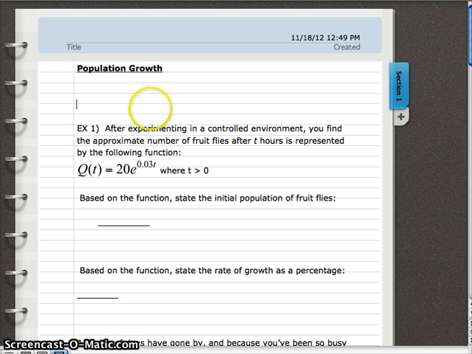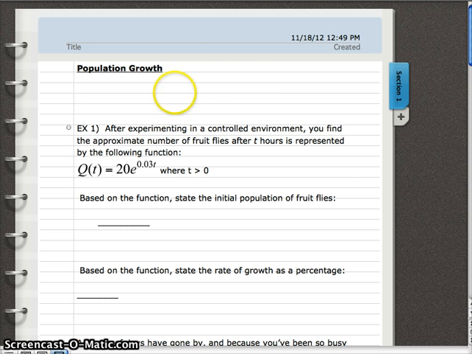So the population growth formula is the exact same as the formula for compounded interest continuously, because populations are growing continuously, especially examples like insects, fruit flies, rabbits, things that reproduce very quickly. Their growth is a very continuous and fast growth.